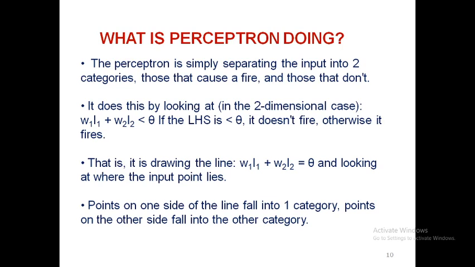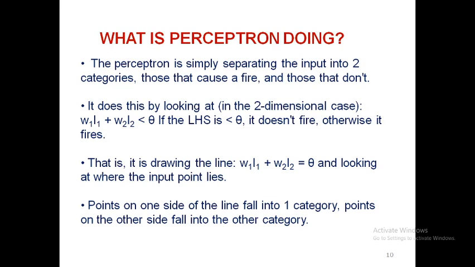Perceptron drilling. The perceptron is simply separating the inputs into 2 categories: those that cause a fire and those that do not fire. So what are the inputs which are firing? What are the inputs which are not firing? So it is drawing a line.